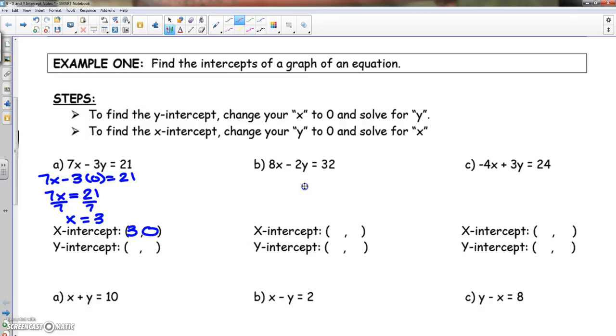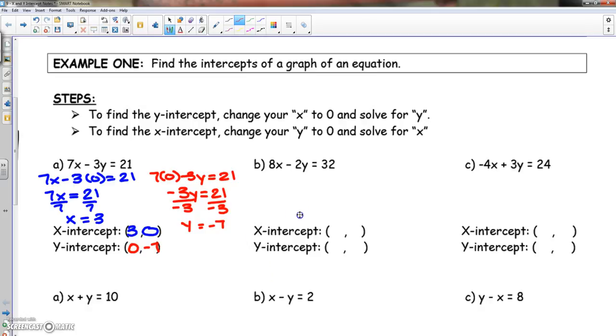Okay? So now if I were to go do the y-intercept, same thing, but this time I want to eliminate my x because I want to solve for y. So to do that, I'm going to put a 0 in for x, and then I'm just going to have my y. So 7 times 0 minus 3y equals 21. Well, that 7 times 0 eliminates it completely, so I'm left with negative 3y is equal to 21. So divide both sides by negative 3 to get my y by itself, and I'm going to find that y equals negative 7. So my y-intercept is going to be 0, negative 7.